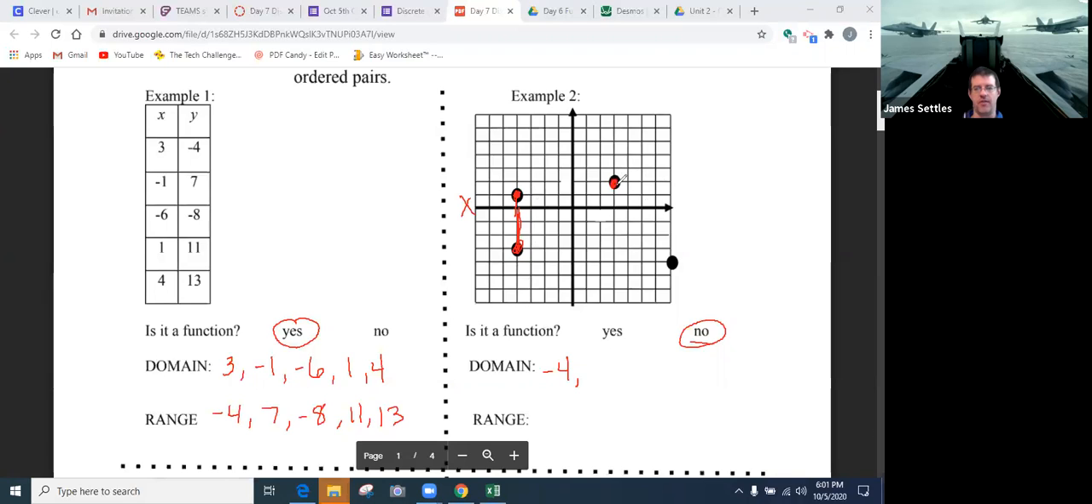And then we're just going to every dot and going to the x-axis. So this is 1, 2, 3. And so 1, 2, 3, 4, 5, 6, 7.